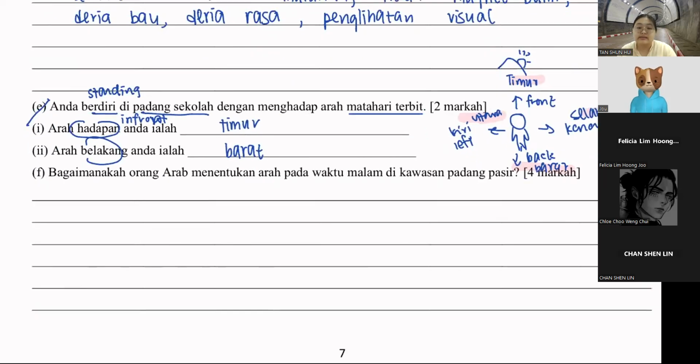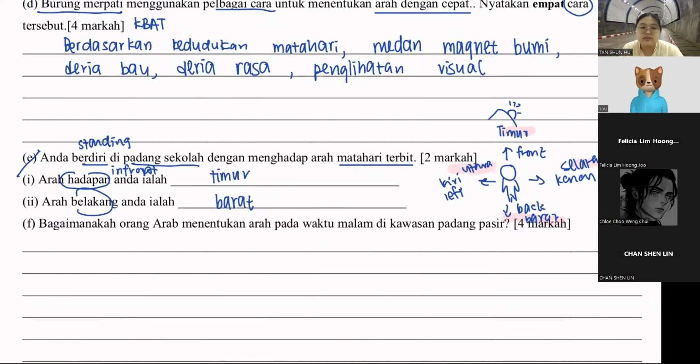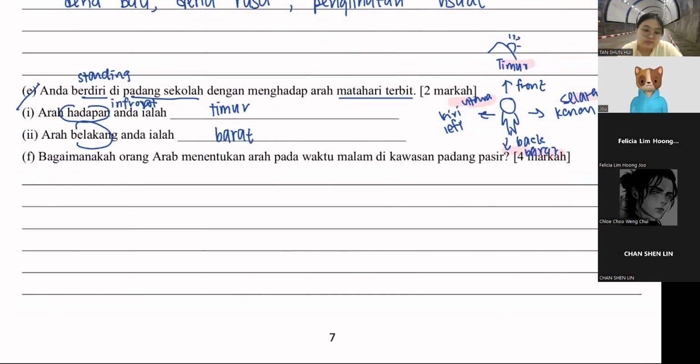Okay. Now, next, what kind of question might they ask you? Okay. Berdasarkan, orang Arab is a desert area. Pada waktu malam, menentu arah padang pasir. How do they determine? Yes, they can depend on the kedudukan bintang-bintang. Now, but there are 4 marks.